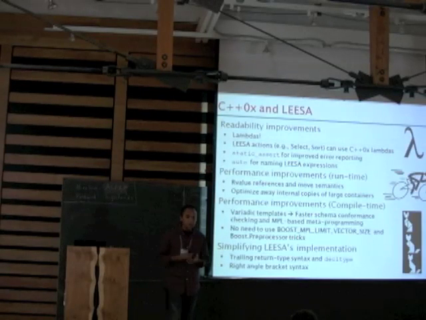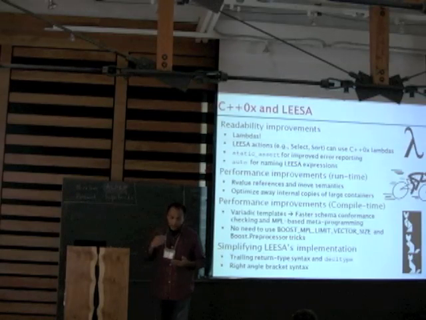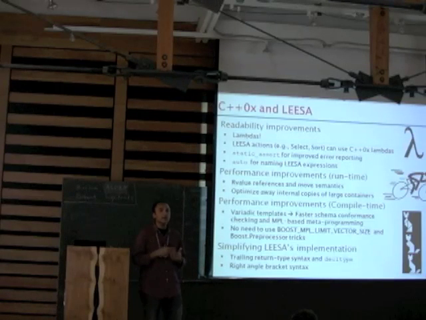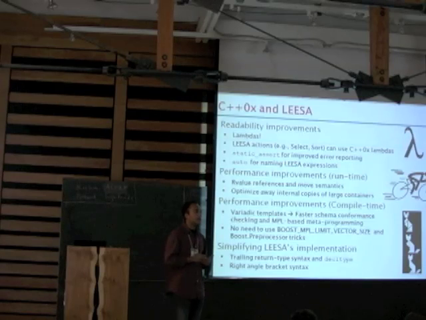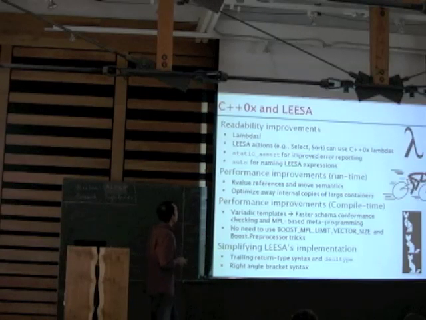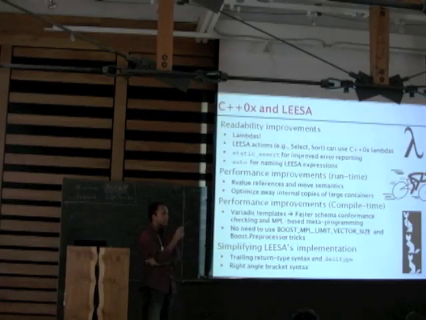Excellent. So C++0x. I still believe there is a lot to gain, as every generic library can gain from C++0x. Readability can be improved significantly because using lambdas, for filtering, you can simply use those lambdas to filter out when you select. You can use sorting using your own predicates or comparators. Lisa actions, yeah, that's where lambdas will be used.